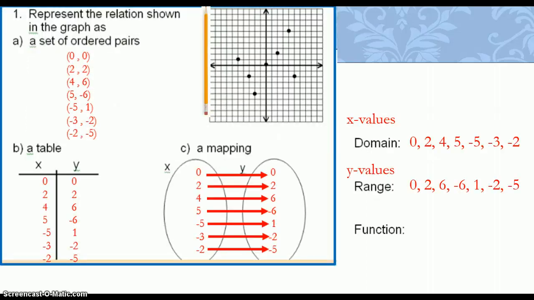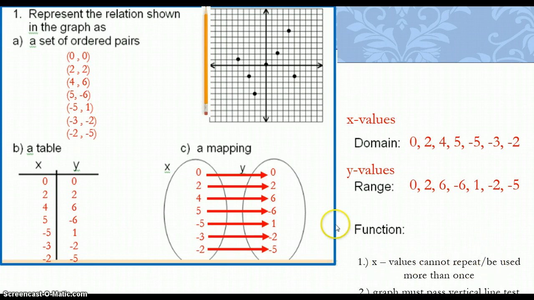Okay, so the first one was that the x values cannot repeat. Let's look at our ordered pairs. Do we see any x value being used more than once? No. 0, 2, 4, 5, -5, -3, -2. I do not see the same x value used more than once. You can check with the table, you can check with the mapping. So in that sense, this is a function, but let's continue on to the second criteria.